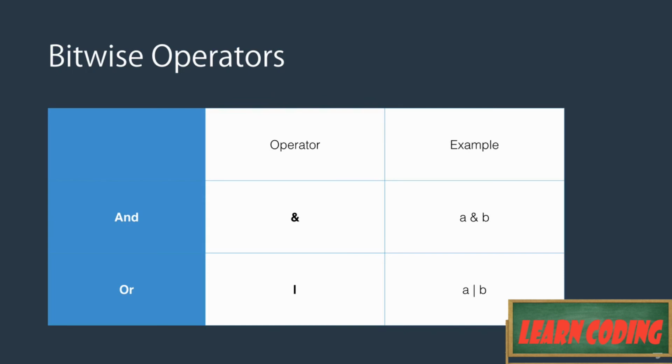Now, what I want you to take away here is that the bitwise AND is indicated by a single ampersand, whereas the logical AND, which we use in conditional statements, is indicated by double ampersand. Same for bitwise OR and logical OR. So remember the difference.